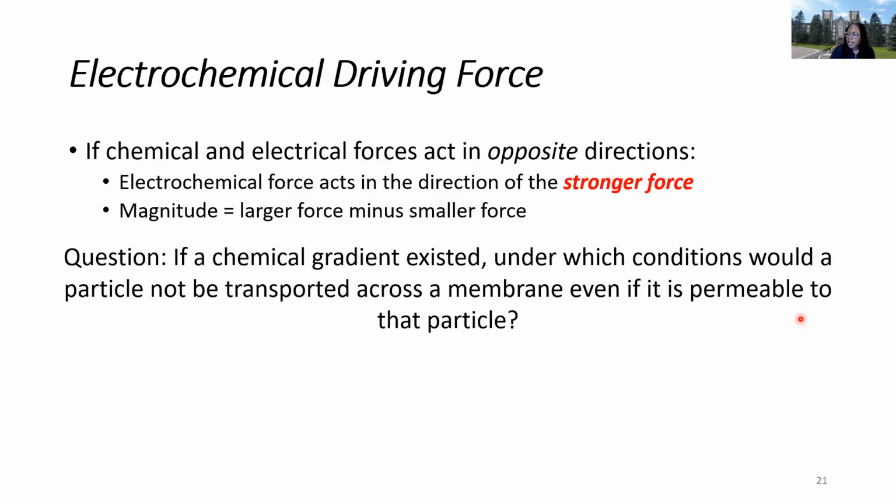And just sort of a hint here, this is describing what the electrical force would have to look like for there to be no movement of that particle. Okay, I'm going to give you a minute to ponder this one because this one may be a little bit more of a challenge. Let's see.